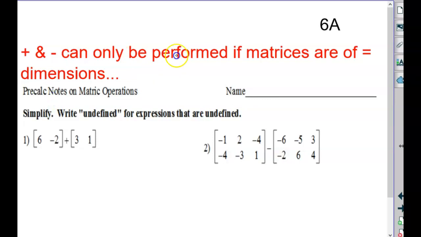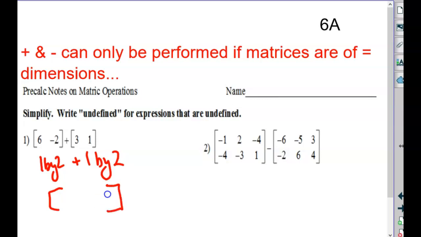All it has to be true to be able to add or subtract matrices is they have to be exactly the same size. So what is the dimensions of this little 6, -2 matrix, guys? Is it 1, 2, or 2, 1? 1 row, 2 columns. Everybody good? This is a 1 by 2 plus a 1 by 2. So we're allowed to do that. Now you need to add them together. What we get is a 1 by 2.